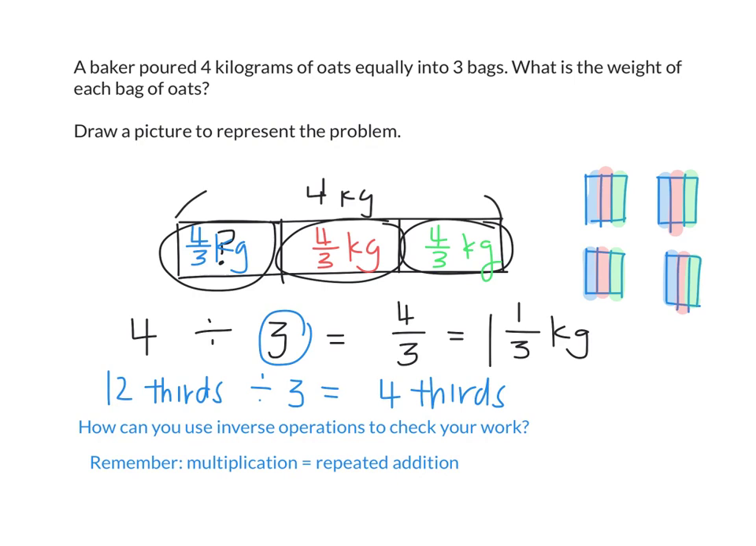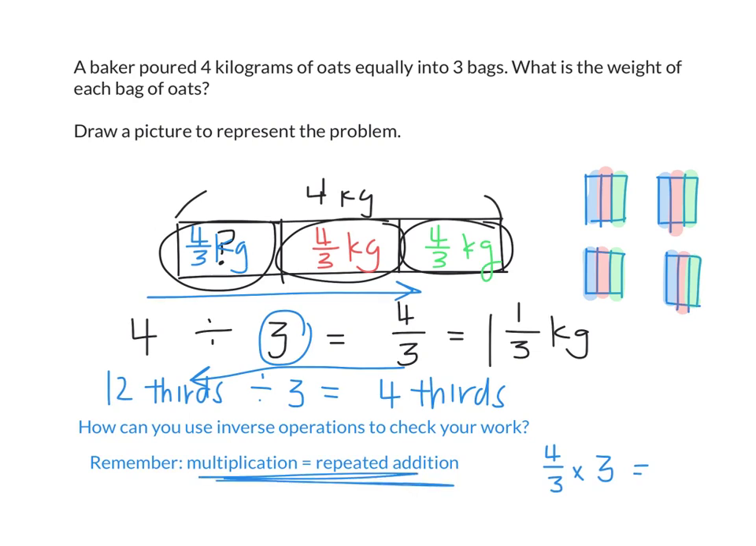How can I use inverse operations to check my work? Well, remember, what's the inverse of division? Multiplication. So if I did division this way, I could do multiplication this way to do the inverse. So that means I should do 4 thirds times 3, right? Now we haven't learned how to multiply fractions yet, but we know that multiplication is the same thing as repeated addition.